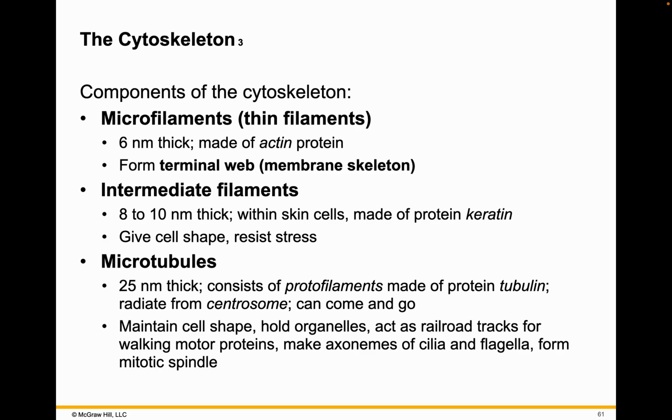Microtubules are 25 nanometers thick. They consist of protofilaments made of tubulin, which radiate from a centrosome. They come and go. They help to maintain the cell shape, hold organelles, act as railroad tracks or highways for motor proteins, make axonemes for cilia and flagella, and they will form the mitotic spindle during cell division.